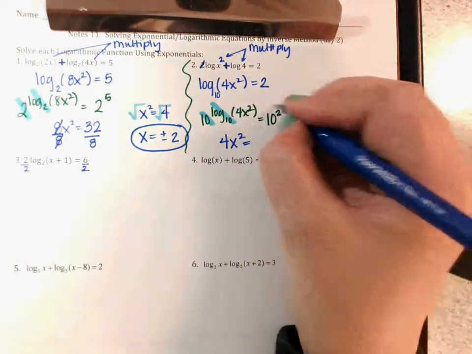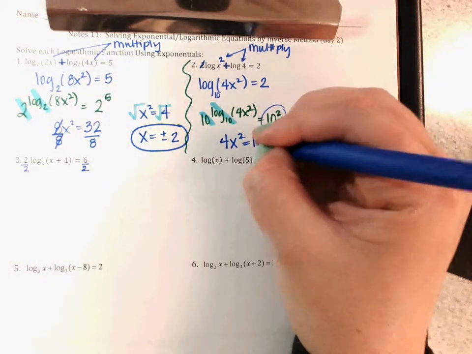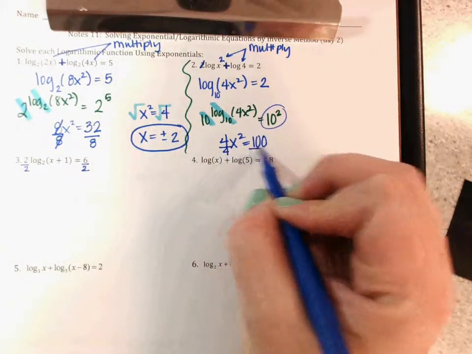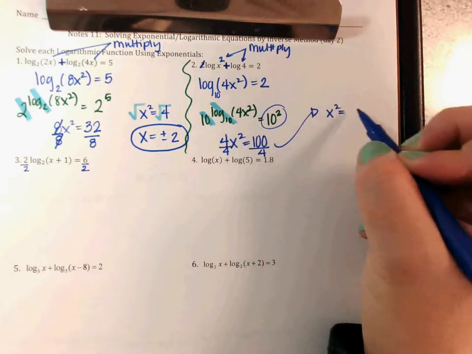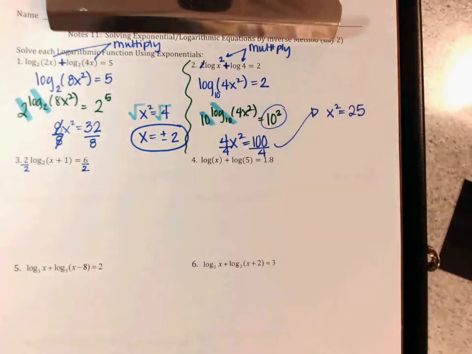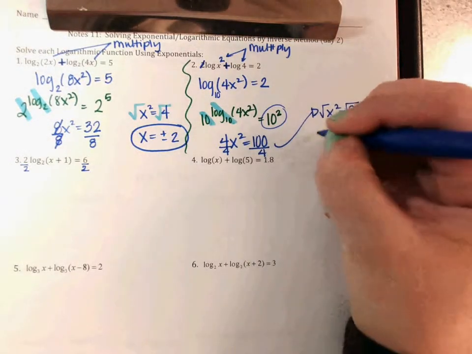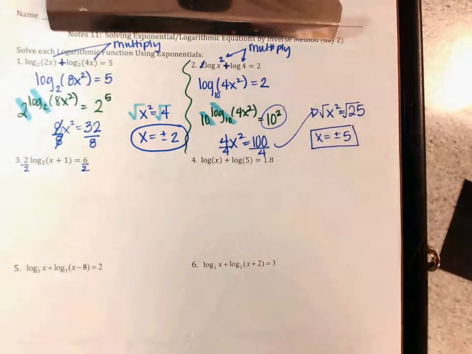And then 10 squared here is how much? 100. What do I do next? Divide by 4. 100 divided by 4 gives me 25. And then from there, we're going to square root on both sides. So square root, plus or minus 5. Good?